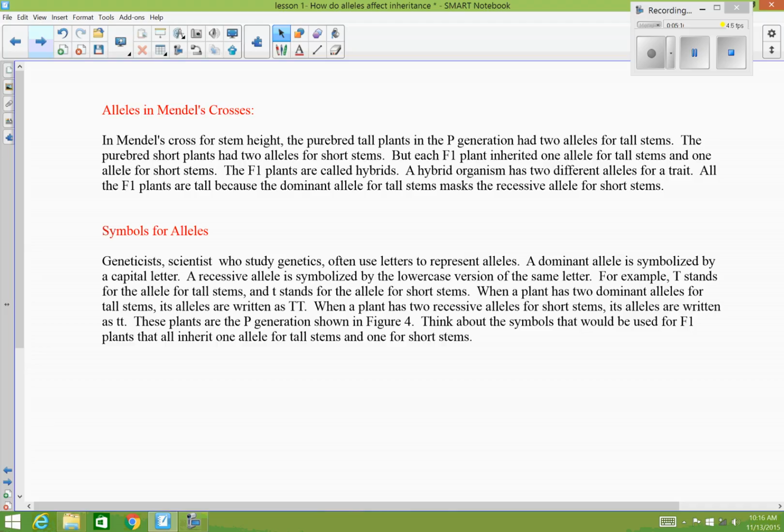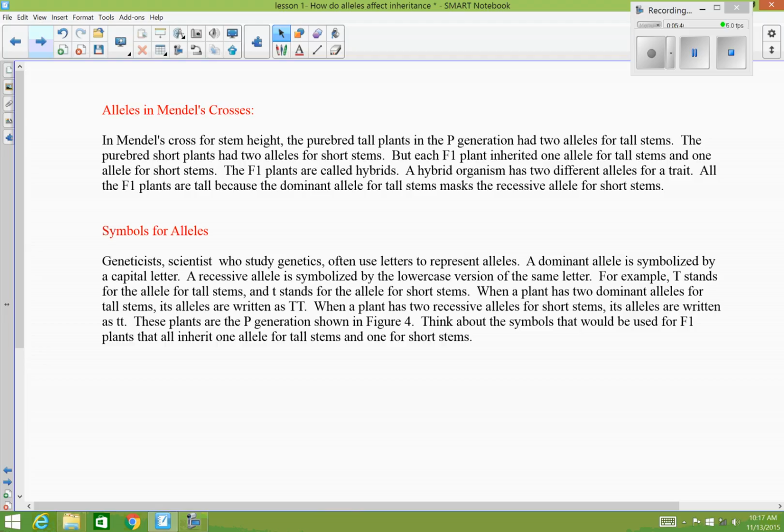Symbols for alleles. Genetic scientists who study genetics often use letters to represent alleles. A dominant allele is symbolized by a capital letter. A recessive allele is symbolized by a lowercase version of the same letter. For example, capital T stands for the allele for tall stems, and lowercase t stands for the allele for short stems. When a plant has two dominant alleles for tall stems, the alleles are written as capital T, capital T. When a plant has two recessive alleles for short stems, its alleles are written as lowercase t, lowercase t.